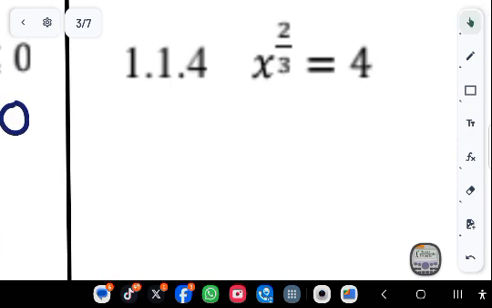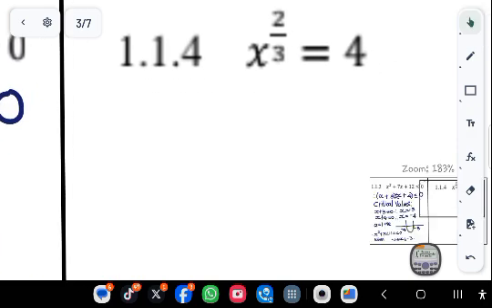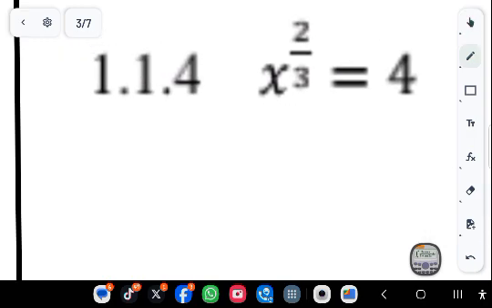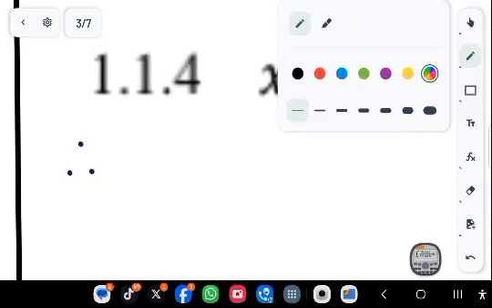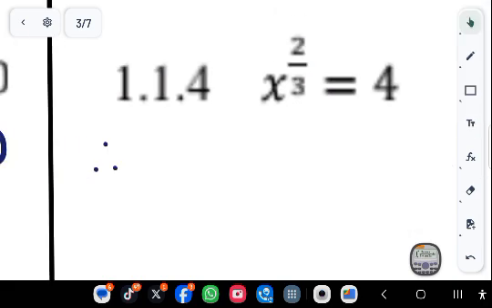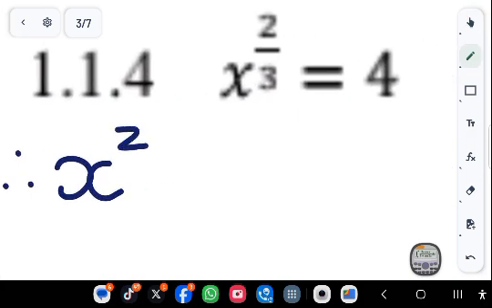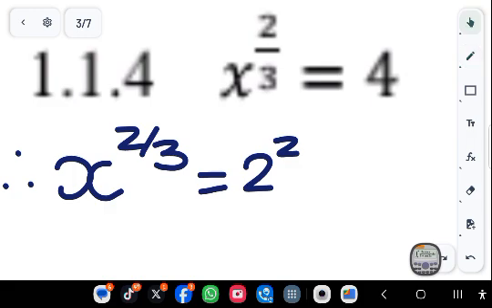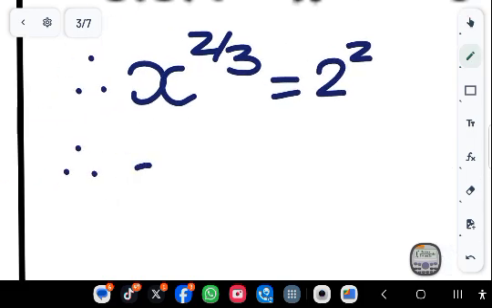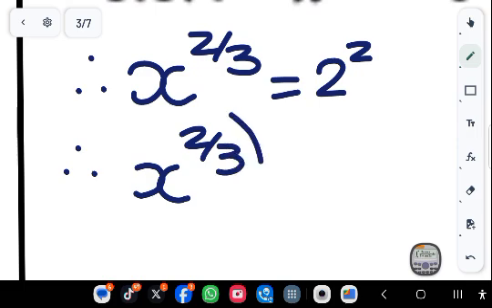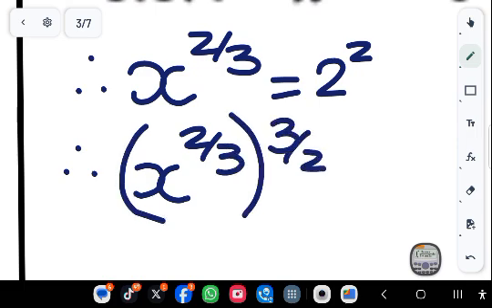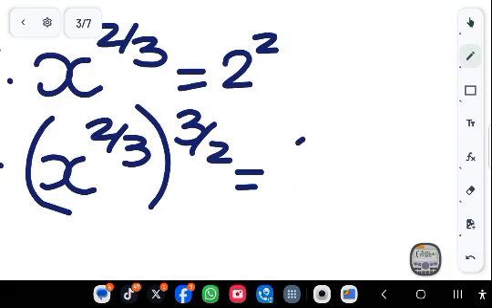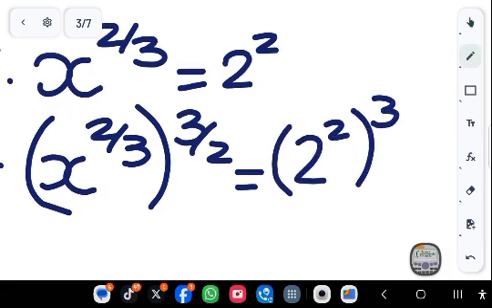One point 1.4 goes x to the power of 2 over 3 equals 4. This one becomes very easy. It's an exponential equation. It becomes very easy because what you need to do is express the right hand side as a power to make your life easy. So that's 2 squared. And now you raise both sides to the power of the reciprocal, so that will be 3 over 2, and this one will be raised also to the power of 3 over 2.